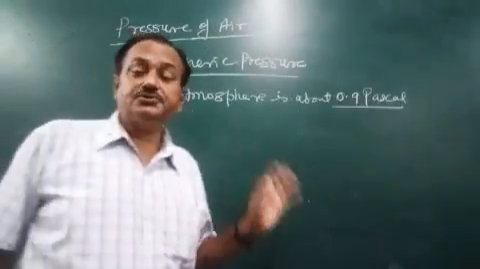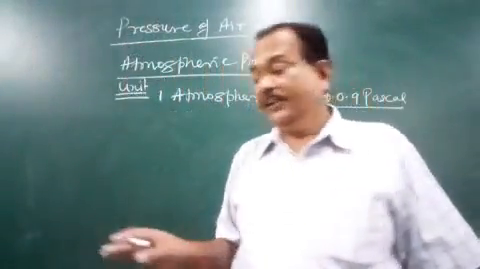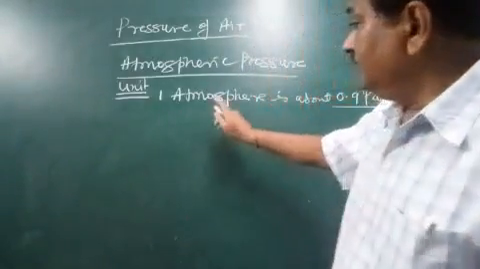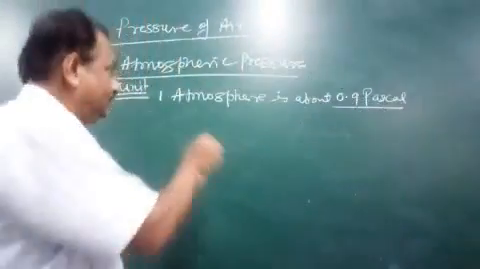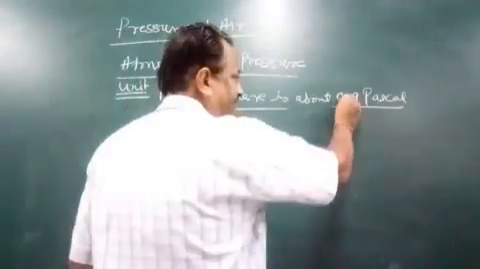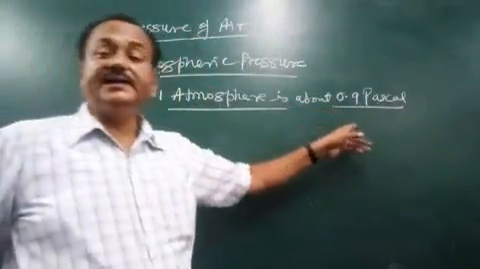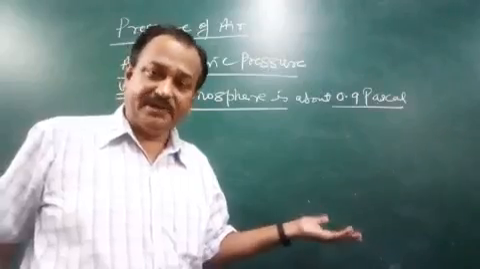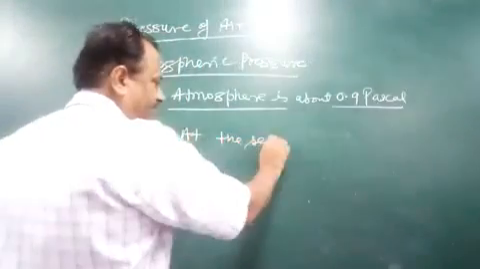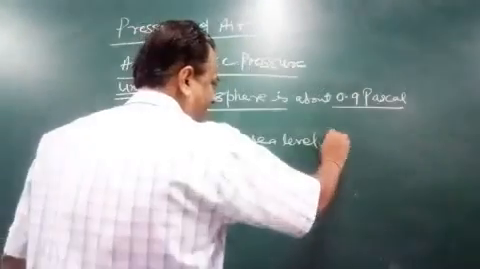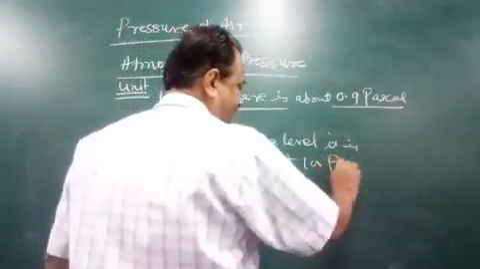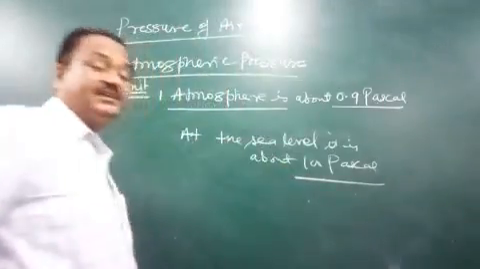Coming to the units, the units in which air pressure is measured. Here I am talking about the standard point, the SI unit. The normal pressure here on the plains is 1 atmosphere, and 1 atmosphere is approximately 0.9 Pascal. Pascal is the unit of pressure. And at sea level, it is about 100 Pascal.